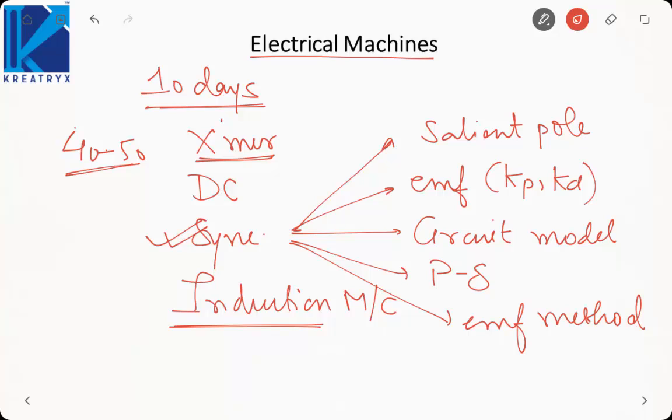Okay, and here also short notes are very important, because otherwise the machines notes will comprise at least 2 registers of 200-300 pages. That is not humanly possible to revise within a span of 10 days.